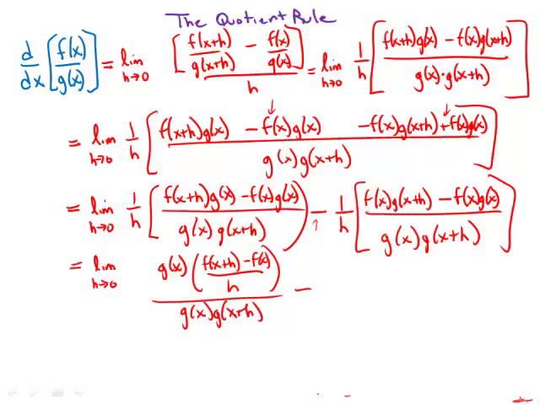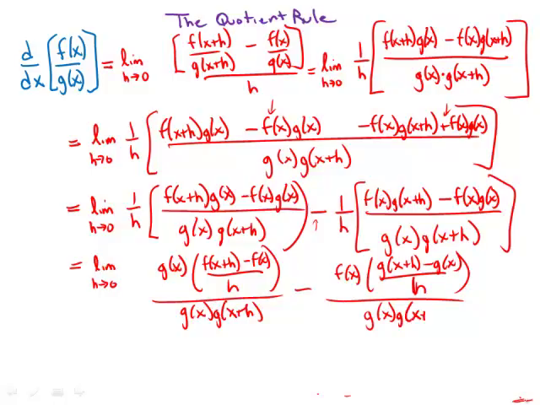Then in the second fraction, very similar, I'll factor out the f of x. I get the difference, g of x plus h minus g of x. I'm going to put that over the h, that whole thing over the product of the g's. And then, of course, what we have is derivatives appearing.